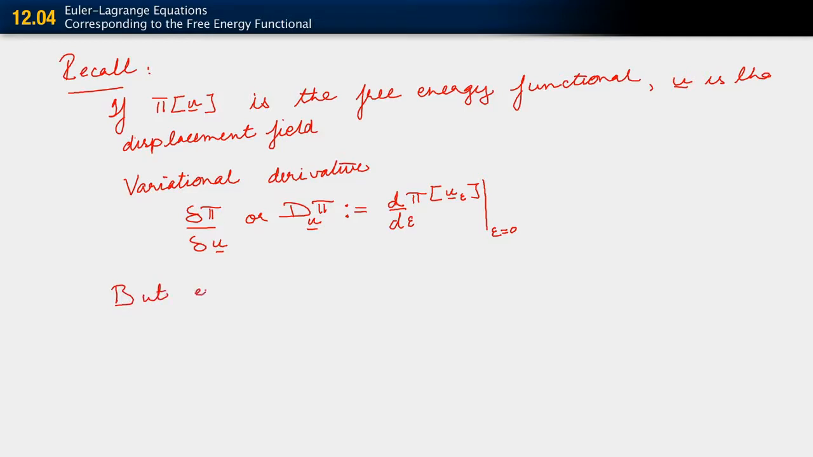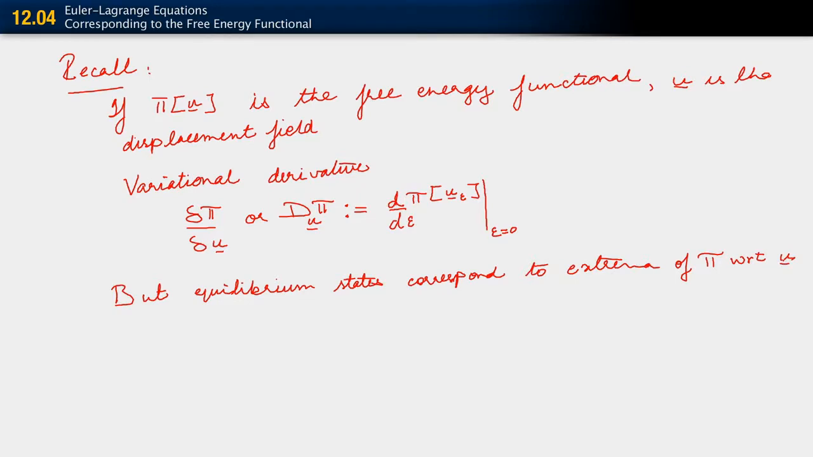Okay, but equilibrium states correspond to extrema of pi with respect to u. Okay?